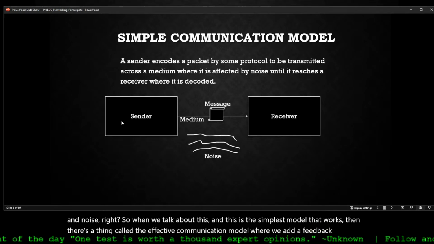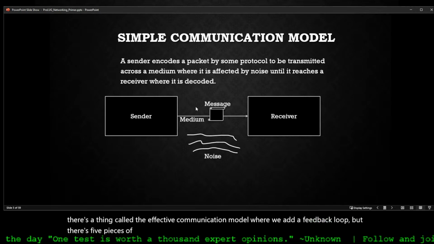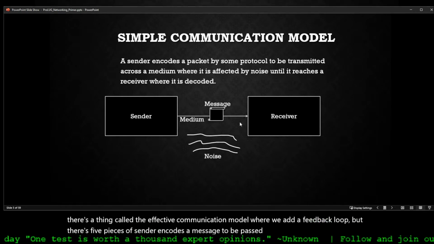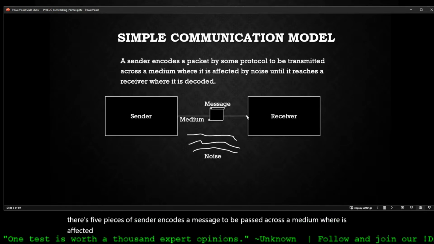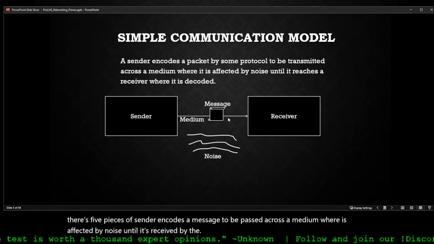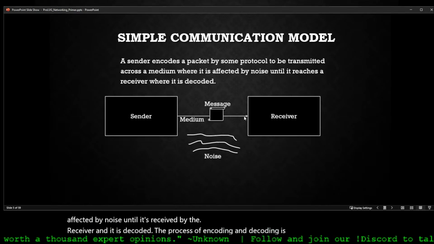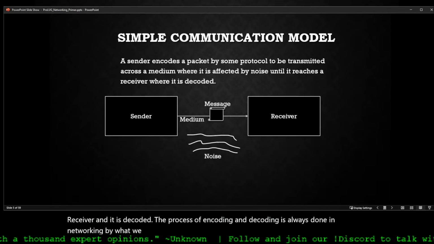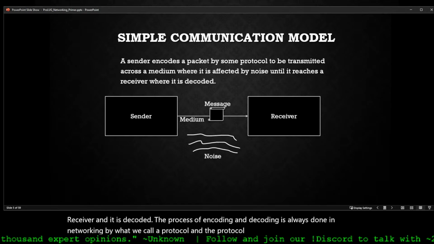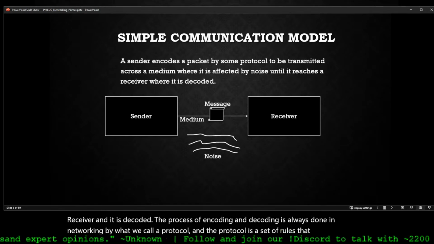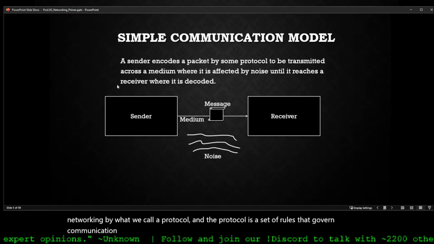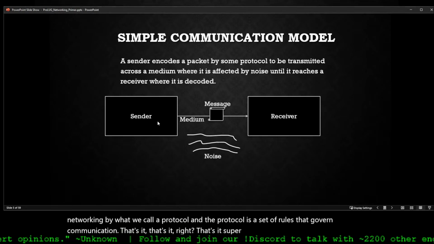But there's 5 pieces. A sender encodes a message to be passed across a medium where it's affected by noise until it's received by the receiver and it is decoded. The process of encoding and decoding is always done in networking by what we call a protocol. And the protocol is a set of rules that govern communication. That's it. Super simple. You can say, hey, Scott taught me something today.